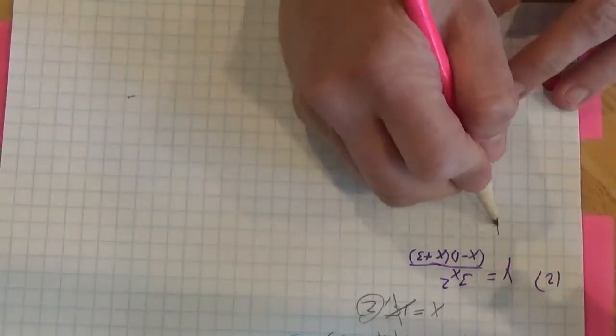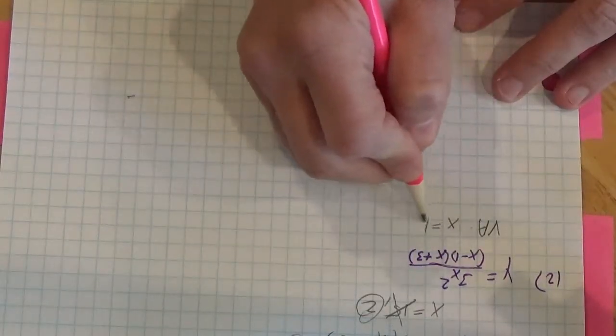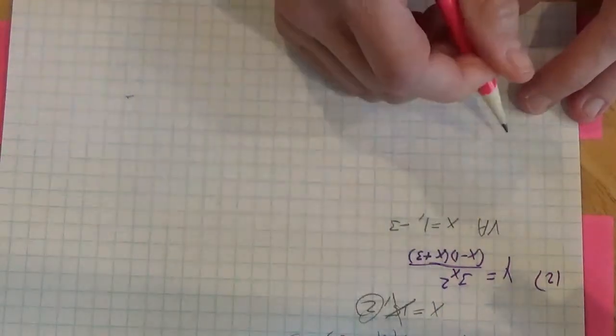Okay, so your vertical asymptote is where the denominator equals 0, so x equals 1 and x equals -3, and that's assuming nothing canceled, which nothing did.